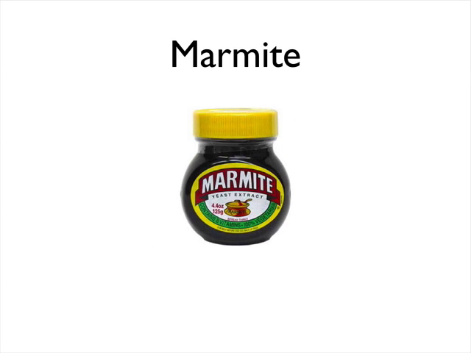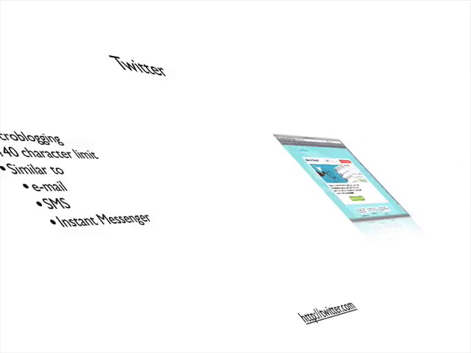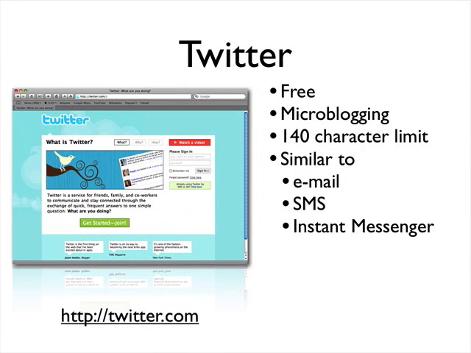To begin with, Twitter is a little bit like Marmite. It's something you're either going to hate or love, but you don't really understand it unless you try it. So let's begin with an overview of what Twitter is. Twitter is a microblogging service. It's a way that you can send messages of no more than 140 characters. So if you think blogging is too rapid, Twitter is blogging on steroids. In some respects it's similar to email or SMS or instant messenger, and it's something that's taking off this year.